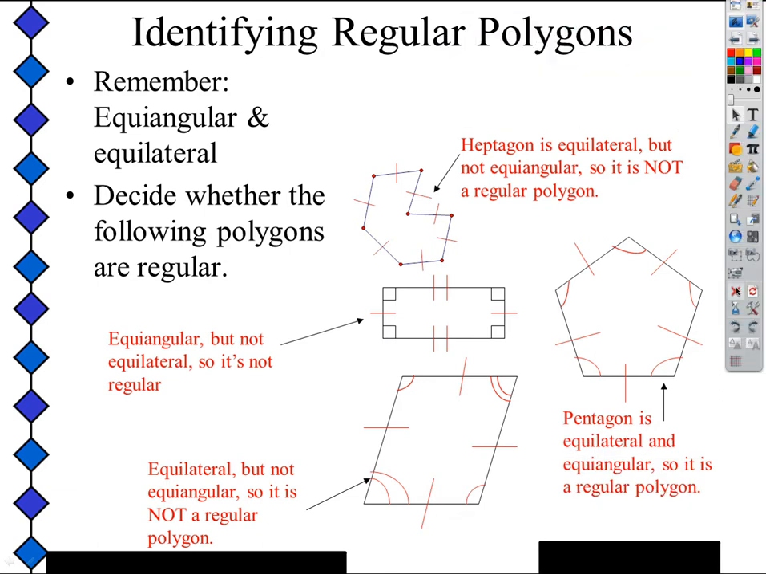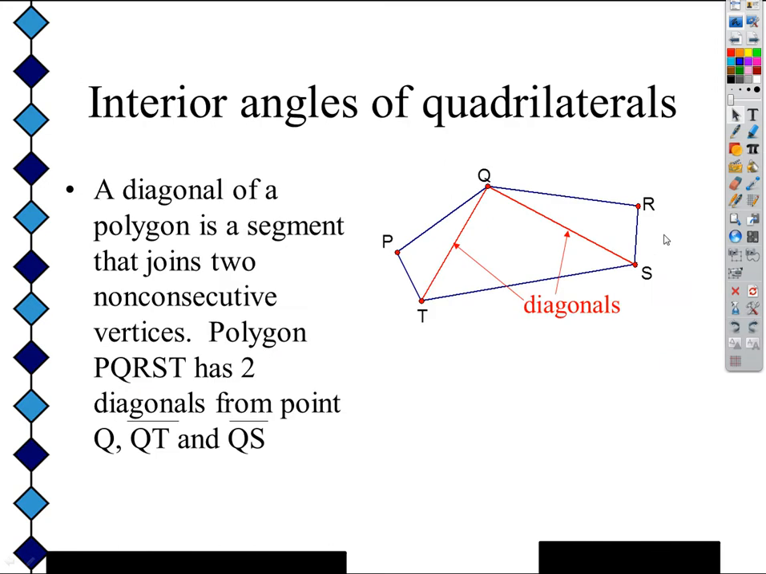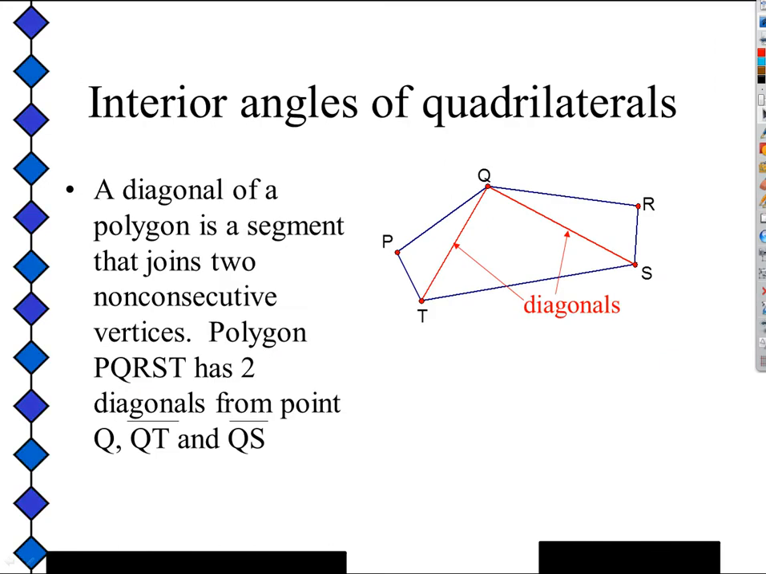Okay, here's what I want to look at a little bit. We can come up with a cool pattern that's going to allow us to do something with bigger polygons that we'll use later. Not so much this section, but later on we will. What are the diagonals? Okay, the diagonals of a polygon are segments that join two non-consecutive vertices, right? So we're going to skip at least one vertex.